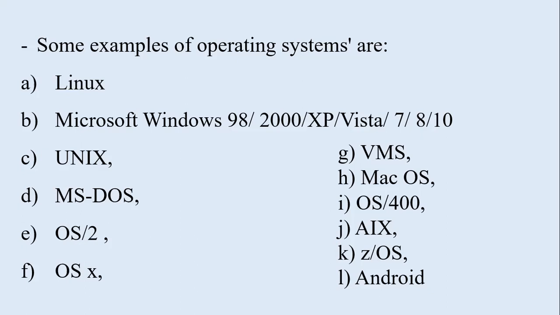So some examples of these operating systems include Linux, Microsoft Windows, various series running from 98, 2000, XP, Vista, Windows 7, Windows 8, Windows 10, and we also have another one which is very current that is being called Windows 11. We also have Unix, MS-DOS, OS/2, OS X, VMS, Mac OS, OS/400, AIX, z/OS, Android, amongst others.